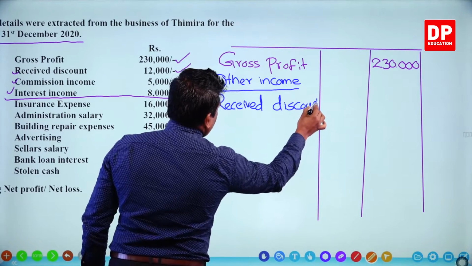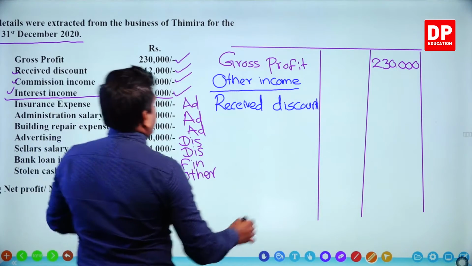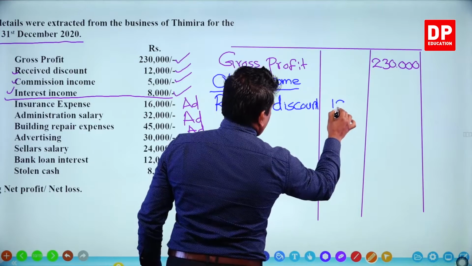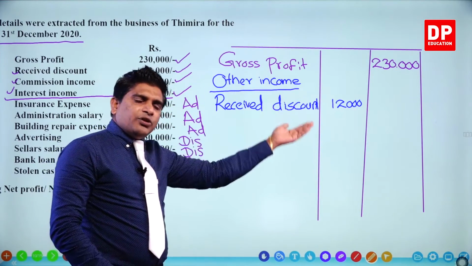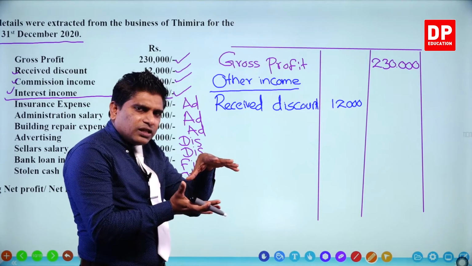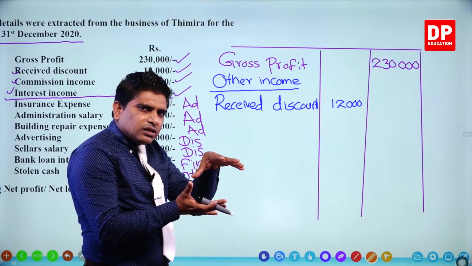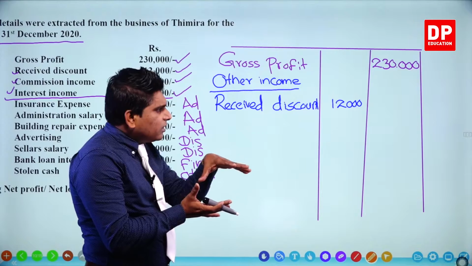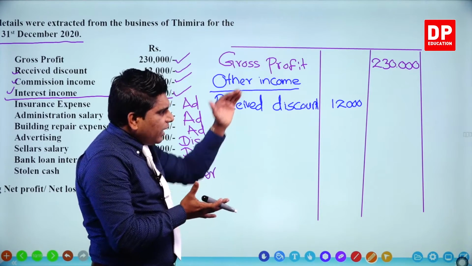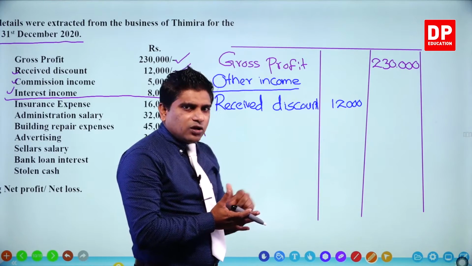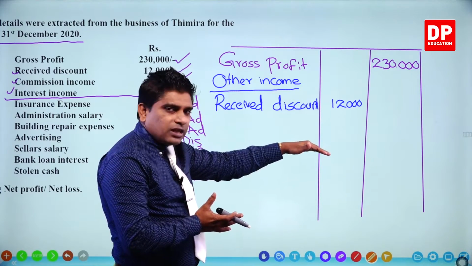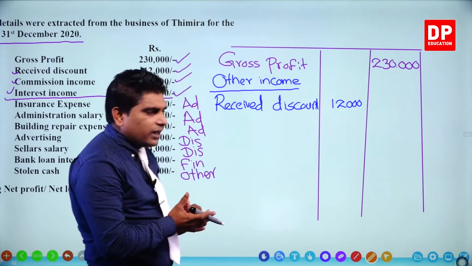Received discount. How much? 12,000. Why do we put it in the first column? Because this first column we can use to get the total of the income category, right? We can write the income one by one, and bring the total income to the second column. If you write one by one income here, it's easy to get the total, right?